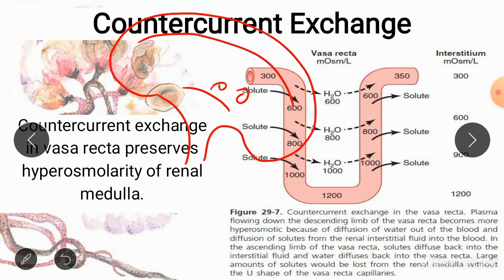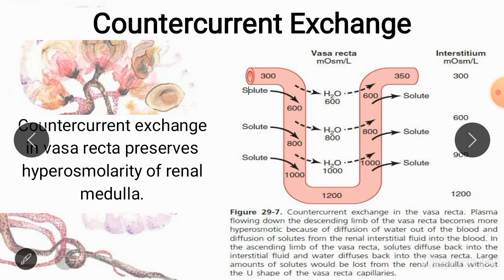When the peritubular capillaries dip down into the medulla, the osmolarity of the medulla is very high, while the osmolarity in the peritubular capillaries is very low, and the solutes tend to move from the medulla into the peritubular capillaries. As the peritubular capillaries move back from the medulla towards the cortex, they lose these solutes back into the interstitium, thus maintaining the osmolarity of the interstitium. Now let me explain again.